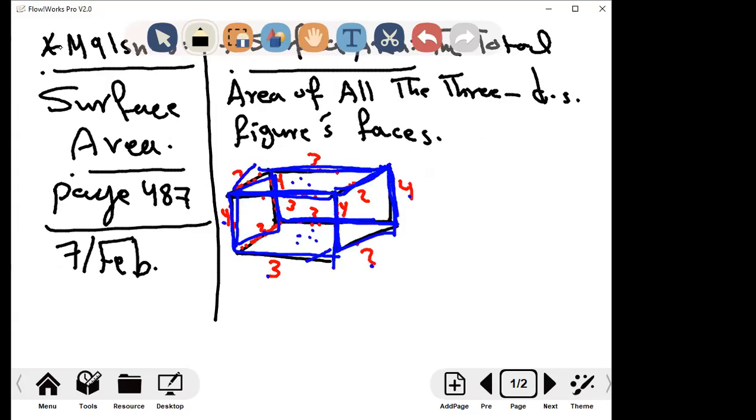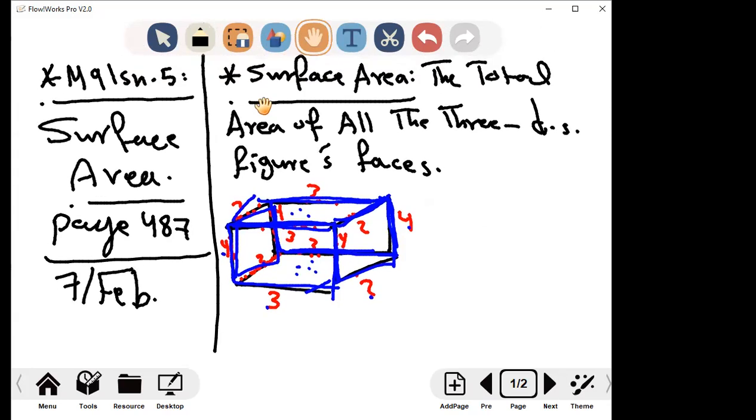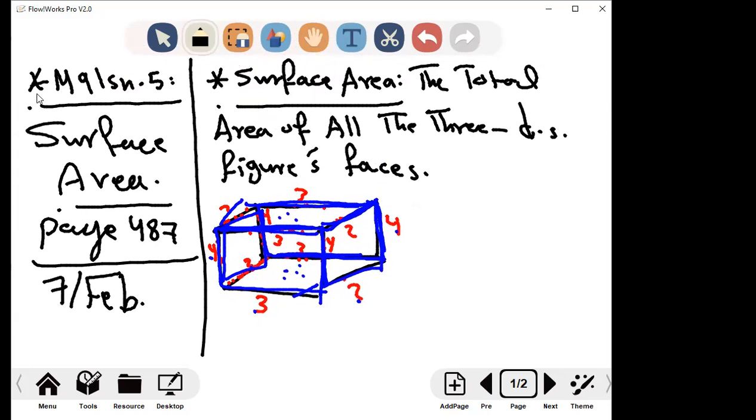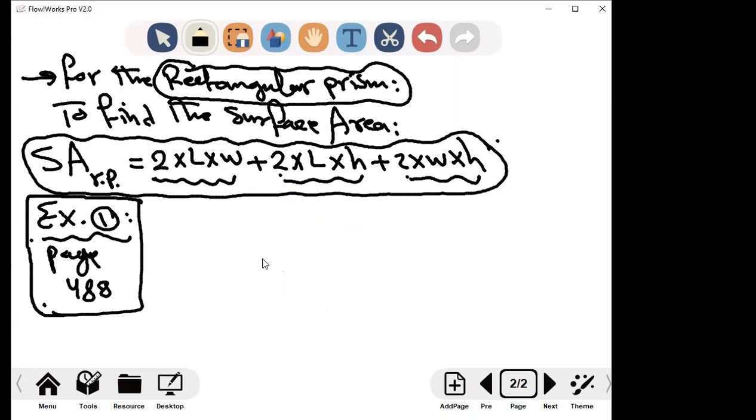This is our lesson, the surface area, okay? How to find the surface area of the prisms. In general, the first one we took is the rectangular prism, and this is the formula which we use to find the surface area of the rectangular prism. I mean by the surface area the area or the total area of all the faces of the prism or the pyramid. Got it?